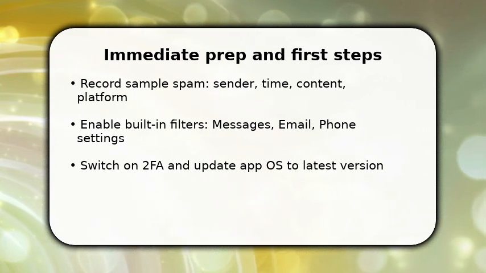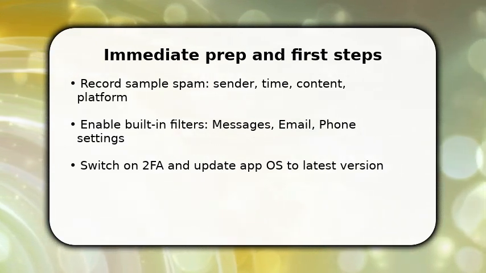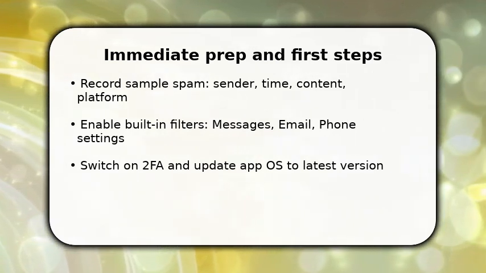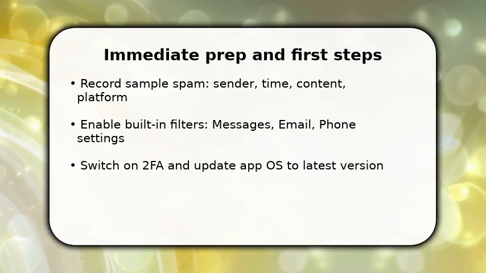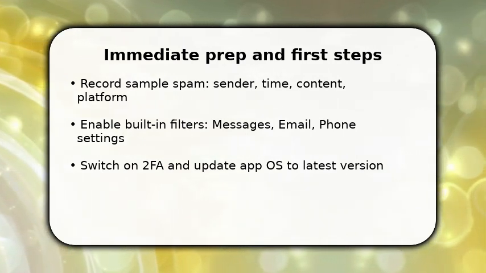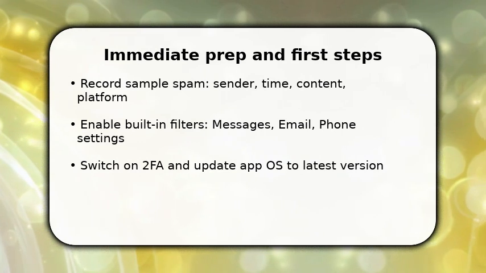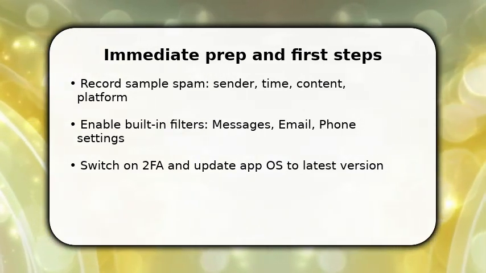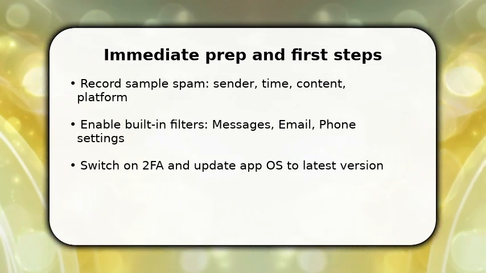Once done, turn on built-in spam filters for texts, calls, and email, and update your device and apps so rules apply correctly. Make sure two-factor authentication is active to block account takeover that often fuels spam. Finally, note any recurring sender ID so you can create targeted rules in the next step.